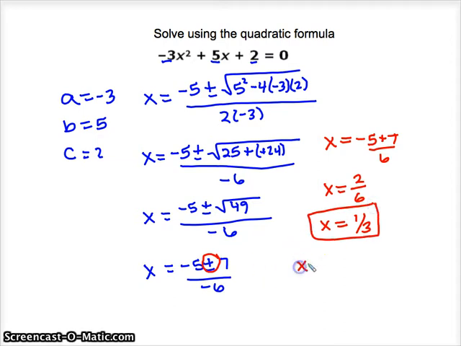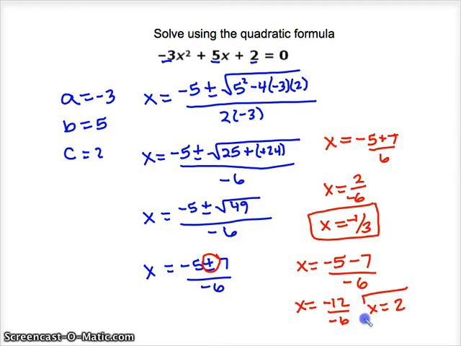The other situation, where I'm subtracting 7, so negative 5 minus 7 over negative 6. Oops, I made a mistake up here, folks. I should have divided by negative 6, which makes this a negative 1/3. Can never be too careful about those negative signs. All right, simplifying even further, negative 5 minus 7 is negative 12 over negative 6, which we know equals 2. So my two solutions are now x equals 2 and x equals negative 1/3.